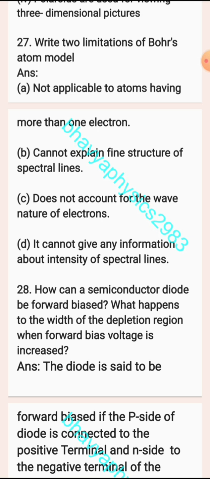Write 2 points. It is not applicable to atoms having more than 1 electron. Because Bohr's atom model is applicable to hydrogen and hydrogen-like atoms, if there are more than 1 electron, Bohr's model could not explain. So it is not applicable to atoms having more than 1 electron, and it could not explain the fine structure of spectral lines, and it does not account for the wave nature of electrons. It cannot give any information about intensity of spectral lines.